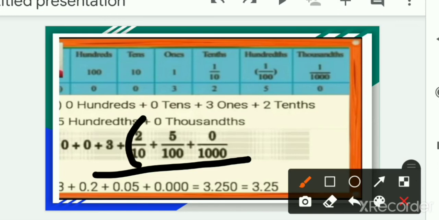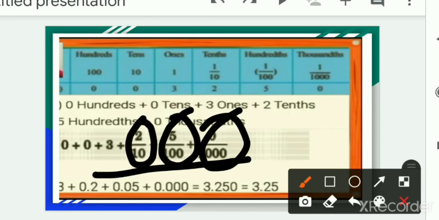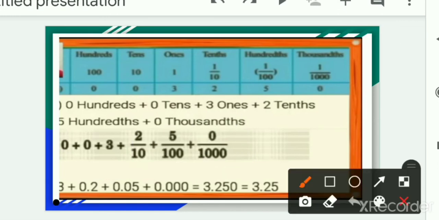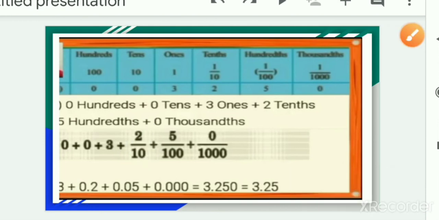Okay. Now we will solve this. So the 3 will remain, and when 2 is divided by 10, it will be 0.2, plus 0.05, plus 0. So it will become 3.250, or you can write it as 3.25.